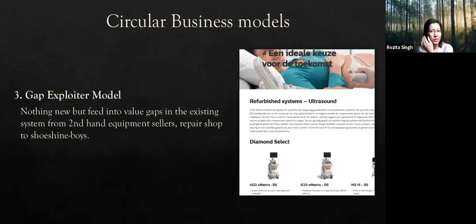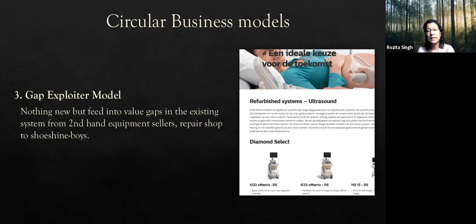The third one is an interesting one, which is the gap exploiter model, which means that it feeds into the value gaps in the existing system. So for instance, think about manufacturers of large machines, right? And we know that there are these repair shops, there are these extra parts material that is there, and consumers often buy a product from one manufacturer, but they might choose to repair elsewhere or use the services of other vendors. Here, what happens is that the manufacturer actually gets into refurbishing the old machines.